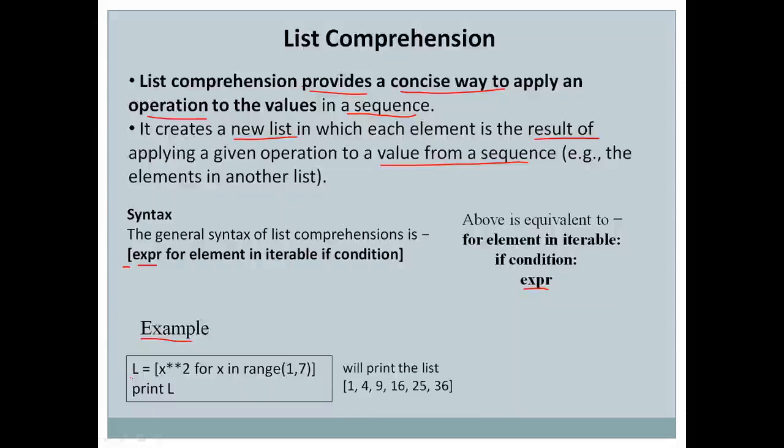We have L is equal to, in square brackets we have this expression, x into 2, which simply means in Python x raised to 2, for we have a loop, for x in range 1 to 7. As we know, the range function simply creates a sequence from the starting number, that is 1, and the ending number, that is 7 minus 1.